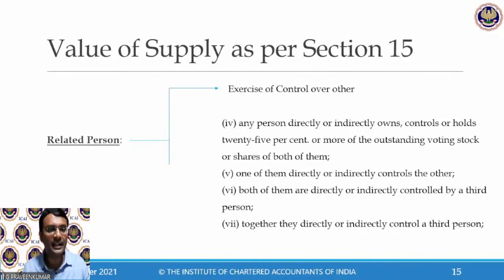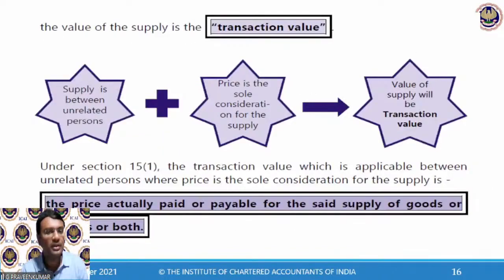This is how I need to keep in mind my related party transaction. This reference is picked up from our institute material for ease of understanding. So when I look at my transaction value, if the supply is between non-related parties and the price is the sole consideration, then whatever value I have mentioned on my tax invoice shall be the transaction value I have to adopt. This is what section 15 subsection 1 talks about.